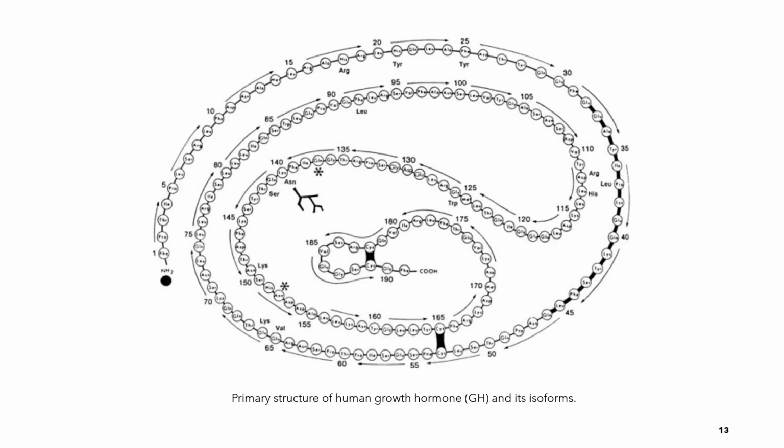Another example of a protein hormone is the growth hormone. So this diagram shows the primary structure of the human growth hormone and its isoforms. The human growth hormone is a polypeptide that consists of 191 amino acids.